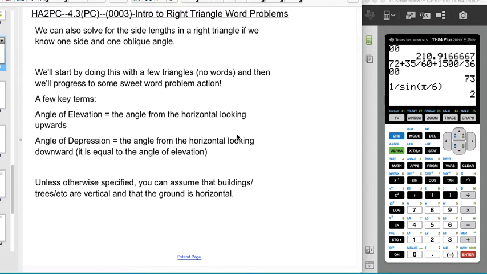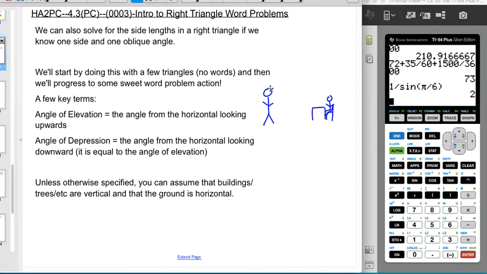A few key terms before we hit the word problems. The angle of elevation is the angle from the horizontal looking upwards. So let's say that we're in the normal world, right? And I'm standing here teaching a class, and you're sitting at a desk. That's you, right? Okay. So I'm higher up than you are because even though you're probably taller than I am, you're sitting in a chair and I'm standing up.